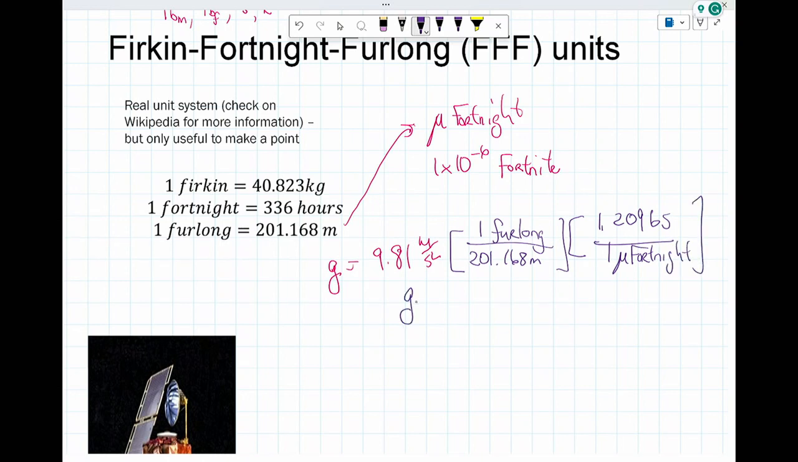And my G is equal to 0.0713 furlongs. Well, that should be squared. I have to check and make sure I actually did this correctly, but I think I did, but I just wrote this wrong. Fortnight squared.